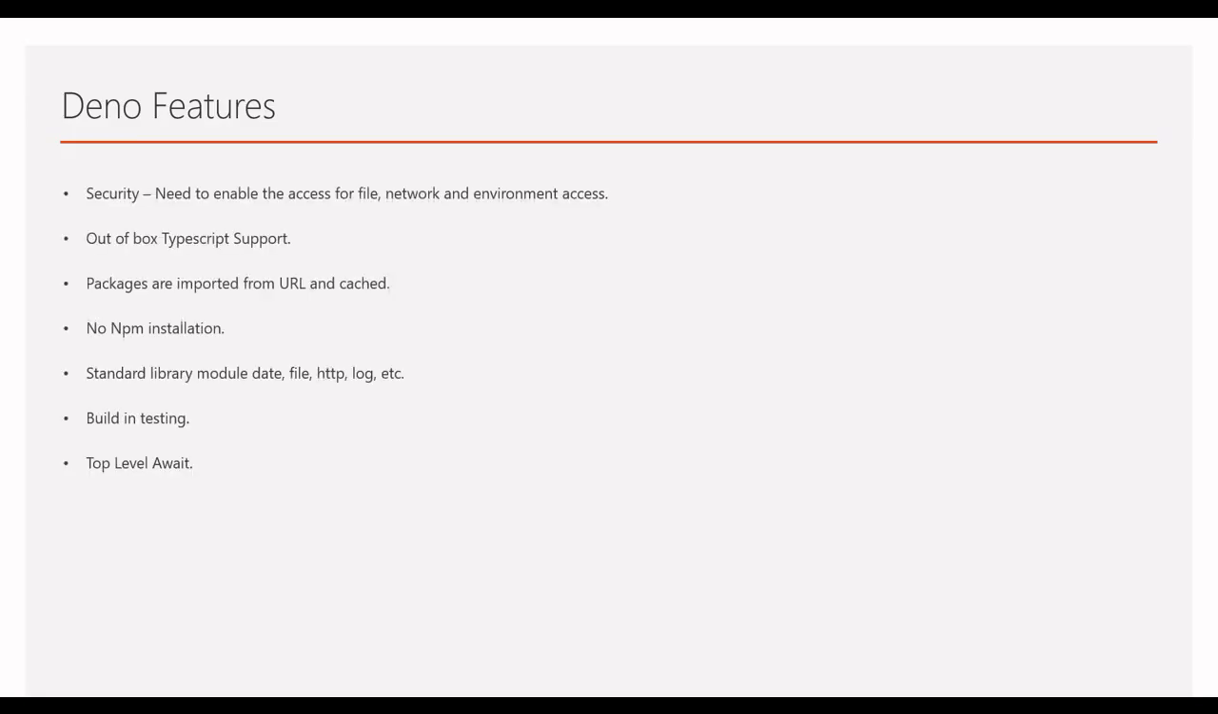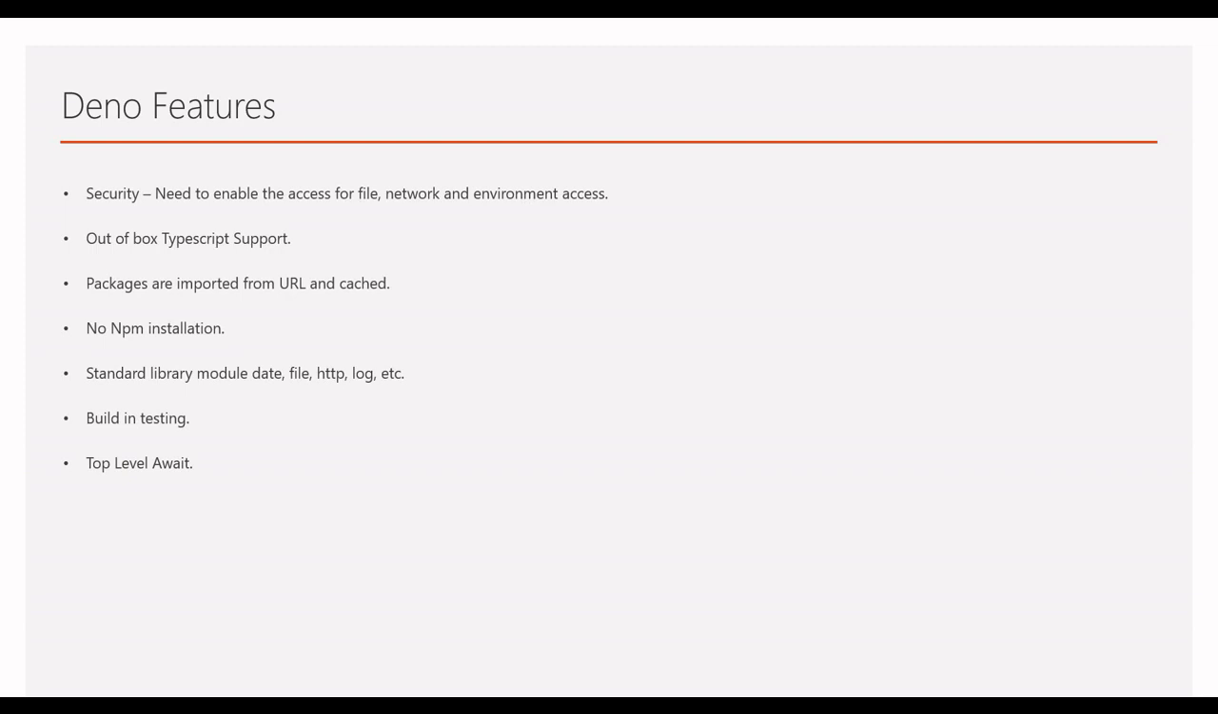Deno is secure by default. You need to enable access for each and every permission. For example, it cannot access your file system, network, or environment directly. You have to explicitly mention that you need to access the file system or the network.